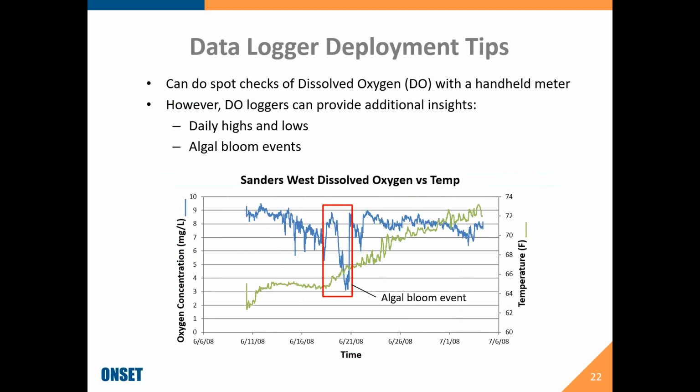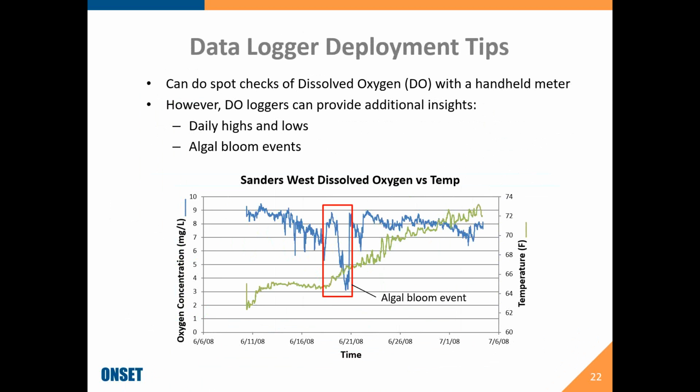Dissolved oxygen can provide another insight into what's going on. If the dissolved oxygen levels get too low due to algae or stagnant waters, that would obviously be a problem for the brook trout. They need to have a certain level of oxygen to survive. And by doing continuous logging of the dissolved oxygen levels, you can see things like algal bloom events.